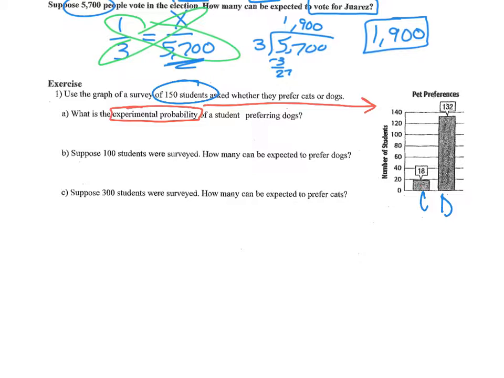Remember, experimental, that's talking about the data that they gave us. So in this case, we're actually looking at that bar graph. The experimental probability of a student preferring dogs. How many total students did they say they surveyed? 150. Okay, so then how many of those prefer dogs? 132. Okay, so 132 over 150. Can we reduce this?